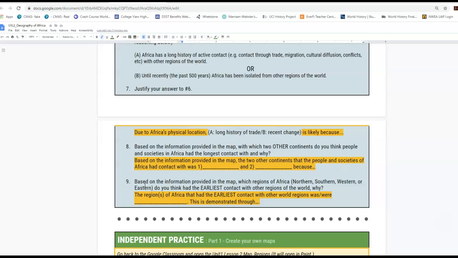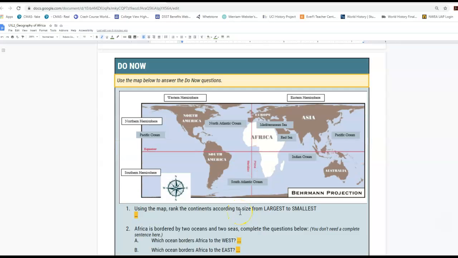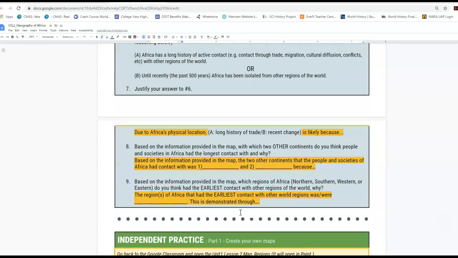And then last but not least, based on the information provided in the map, which regions of Africa, like Northern Africa, Southern Africa, Western Africa, or Eastern Africa, had the earliest contact with other regions, and why do you think that is? So if you were looking strictly at the map, who do you think had the most contact, north, south, east, or west, and why do you think that is? Purely based on if you just looked at this map.